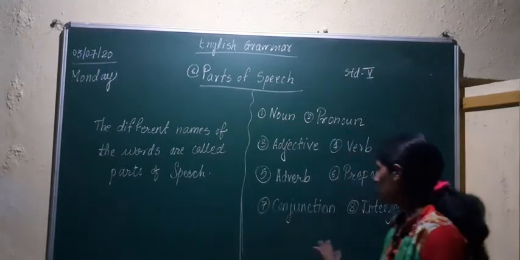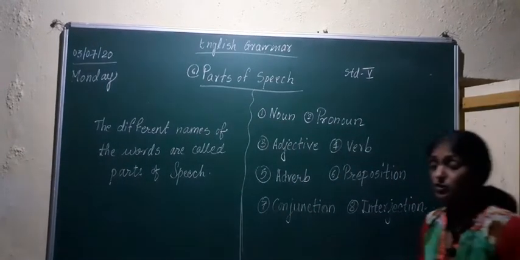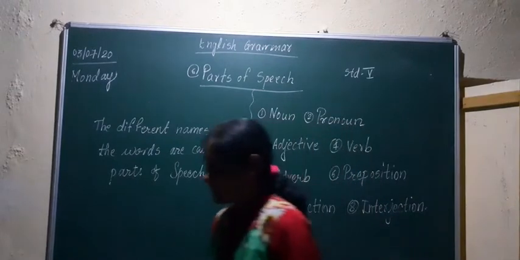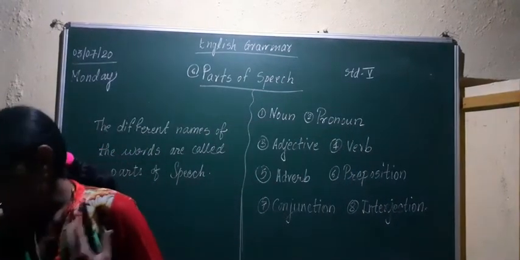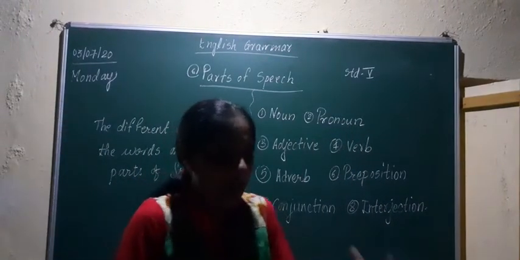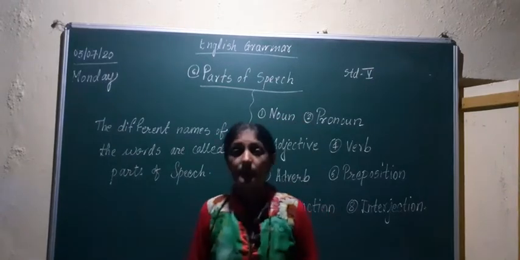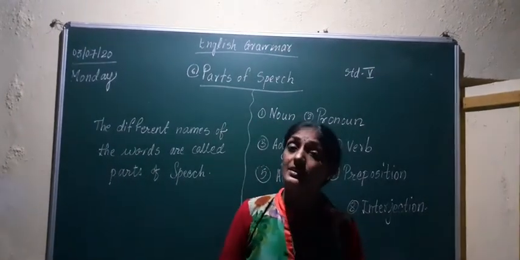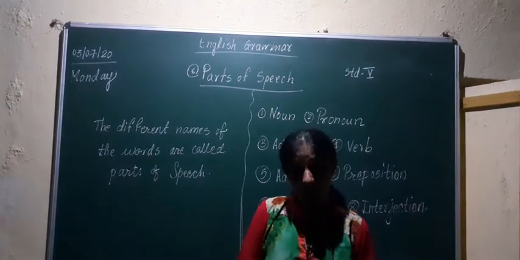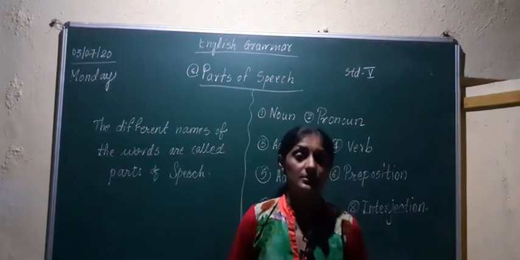And interjection, the last one. Which words are interjections? An interjection is a word which expresses sudden feelings. In the previous chapter we studied about the exclamatory sentence. Interjection words are used in exclamatory sentences.